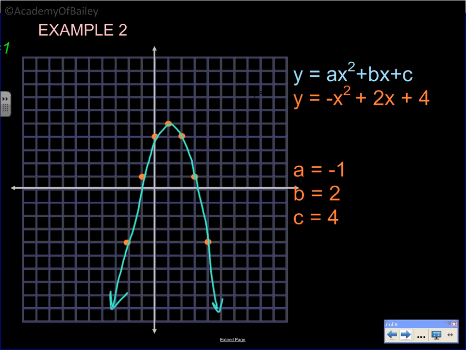A couple things to notice when you graph this. The parabola is not a V. When you graph this as a U shape, it does not come to a single point. You don't see a single point up here at the top of the graph. There's not one single point.